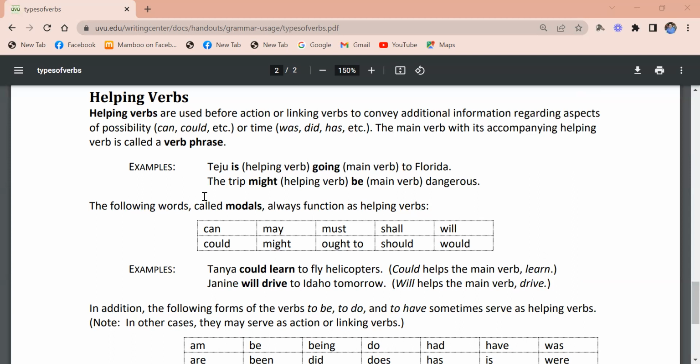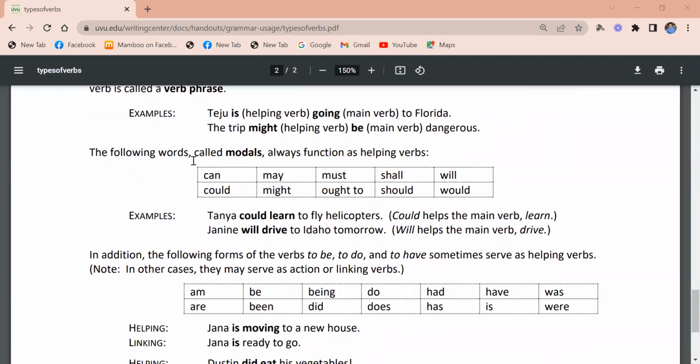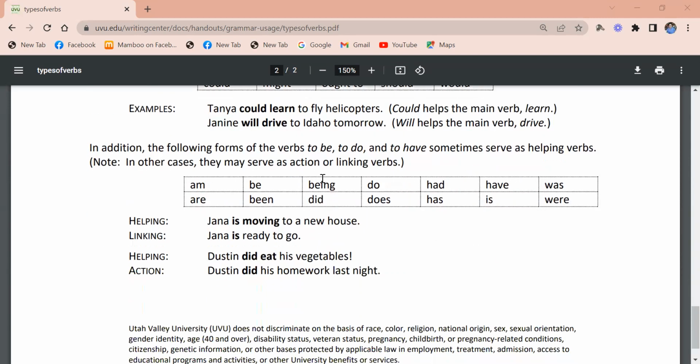Then, the trip might be dangerous. The trip might be dangerous. Okay, so the helping verb is might. The main verb is be. Okay, it's true. The following words called modals always function as helping verb. Yan, modals. Meron tayong kinoconsider na modals. Examples, can, could, may, might, must, ought to, shall, should, will, and would.